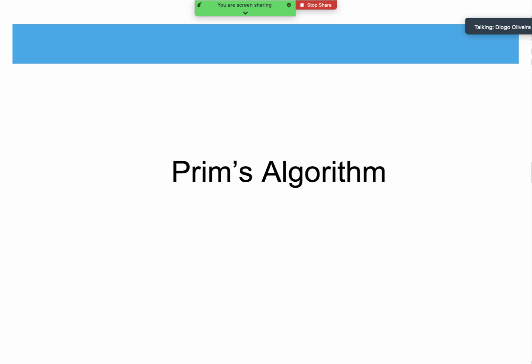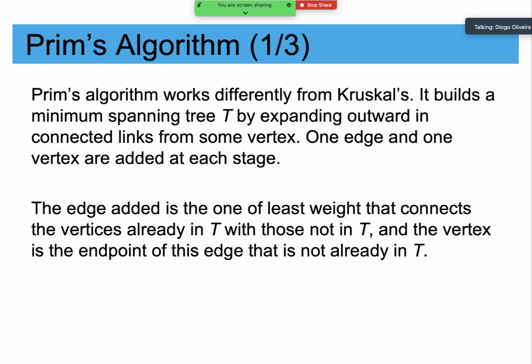Now, Prim's algorithm is also a minimum weighted spanning tree algorithm. But the difference is that we are now going to randomly pick a city or a vertex. Okay, so Prim's algorithm works differently from Kruskal's. It builds a minimum spanning tree T by expanding outward in connected links from some vertex, okay? Which vertex is that going to be? Again, you can randomly pick it. One edge and one vertex are added at each stage. The edge added is the one of least weight that connects the vertices already in T with those not in T, and the vertex is the endpoint of this edge that is not already in T.